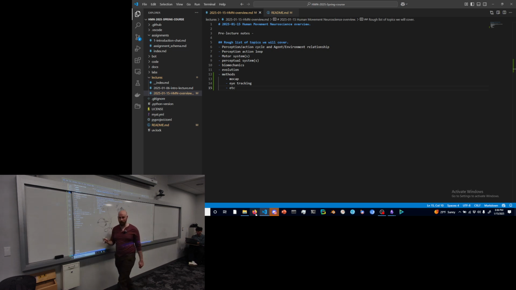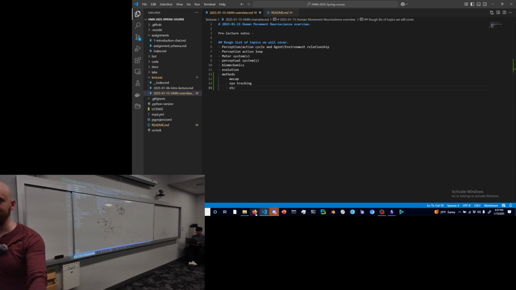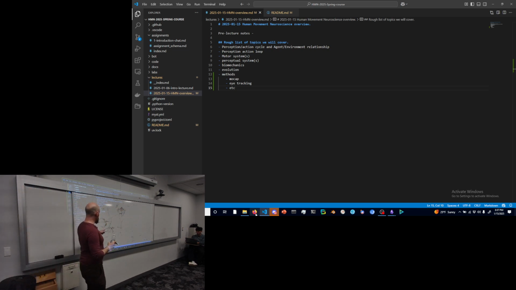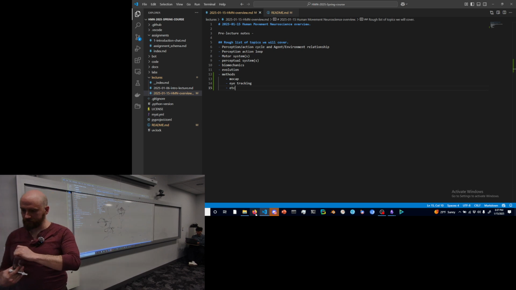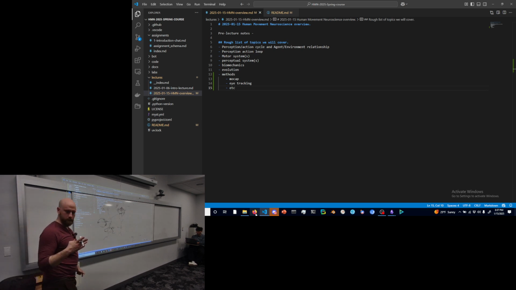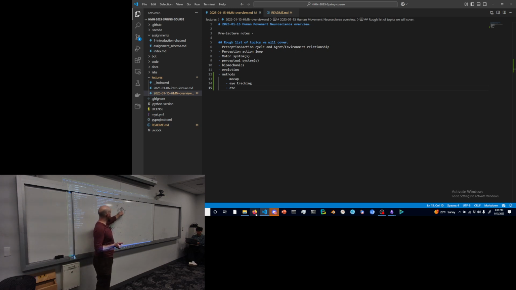I'm trying to stop myself from going into some of these details because we're going to have a whole lecture about the eye. We're going to have a whole lecture about the motor cortex. We're going to talk about this in more detail. I'm just giving the overview. But this is where we would call it the first time we start seeing something resembling a motor plan.